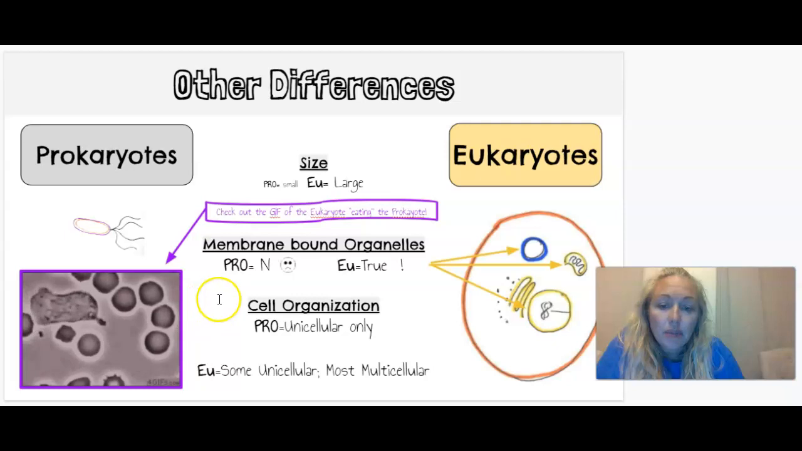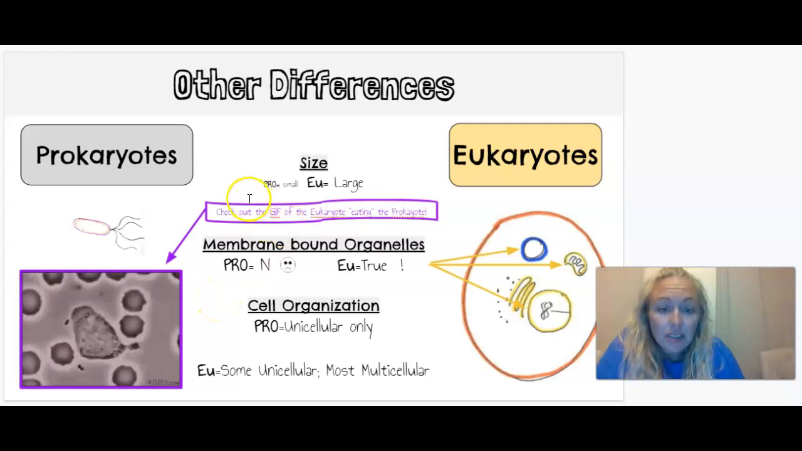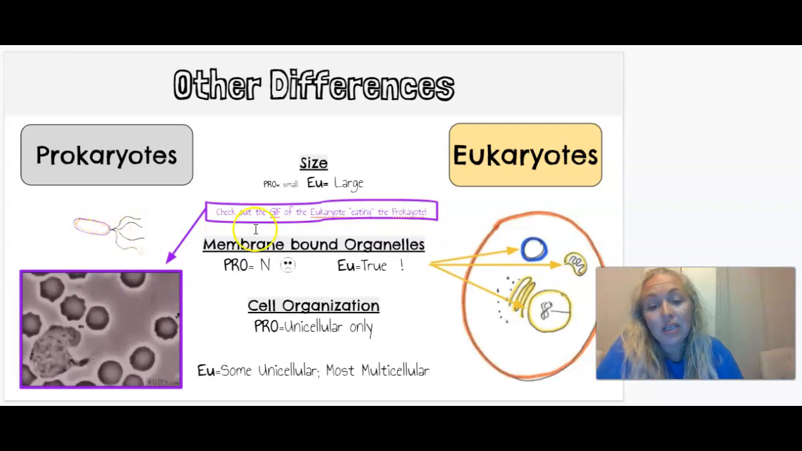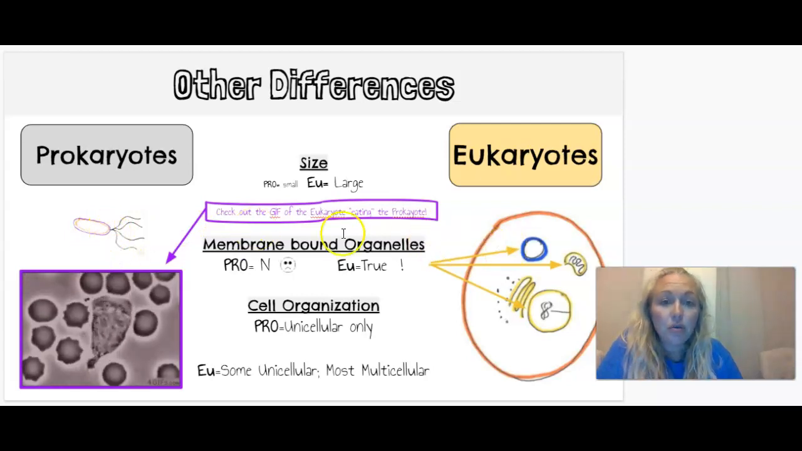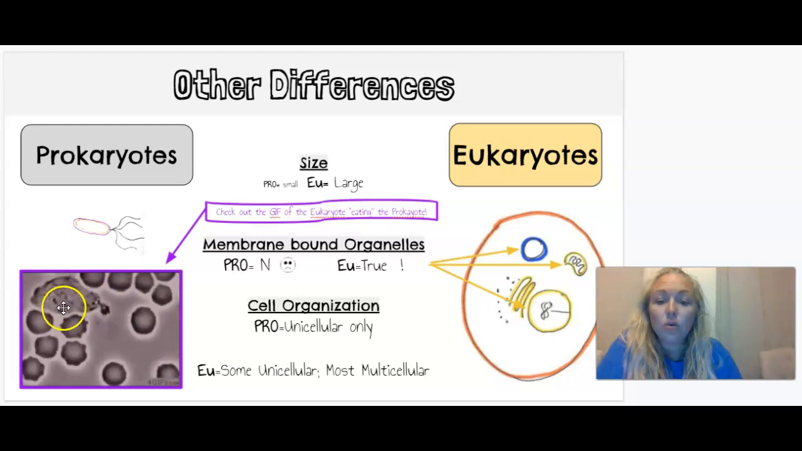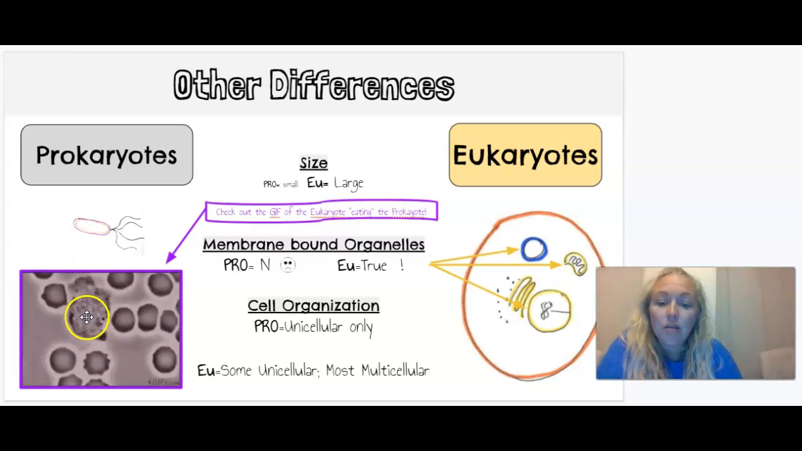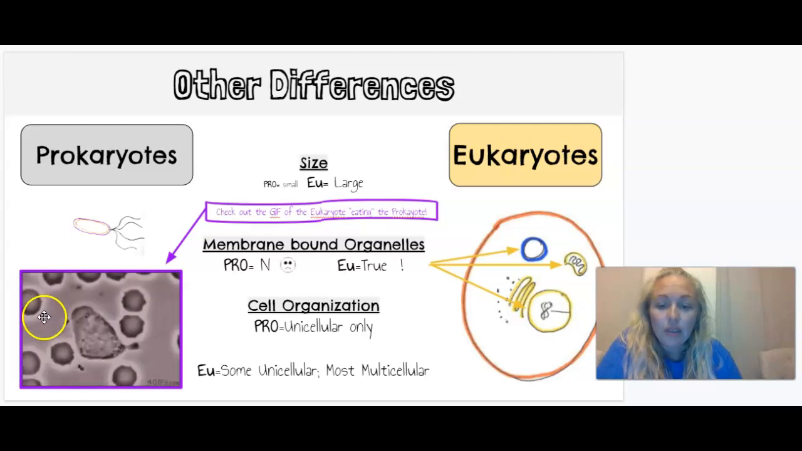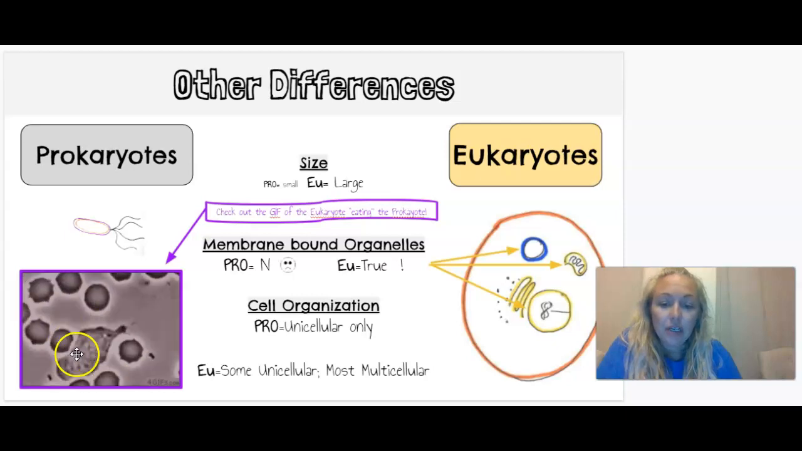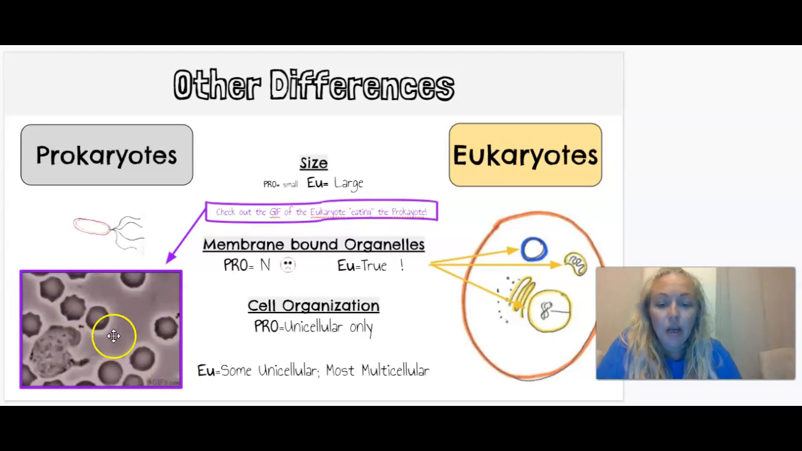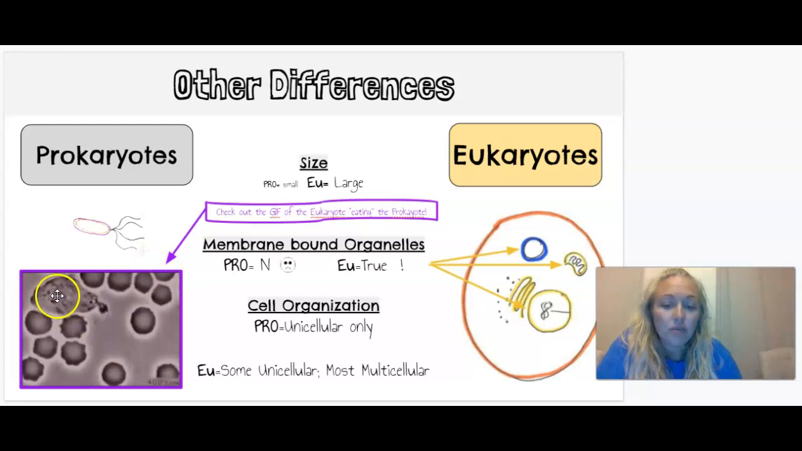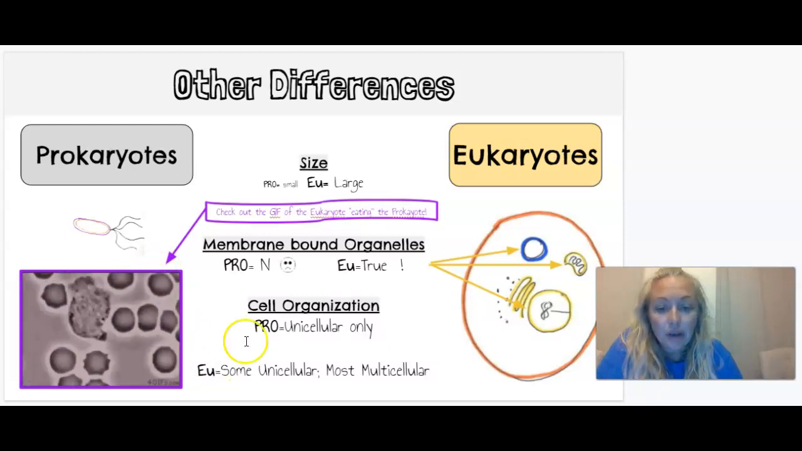All right, there are some other differences. Obviously, we're looking at the size. Prokaryotes are significantly smaller than eukaryotes. Here is a cool little GIF of a large white blood cell, and this is a bacteria, and the white blood cell is filtering out the bacteria, gobbling up the bacteria that are inside this organism. So you can see that the white blood cell is very, very much larger than the bacteria.